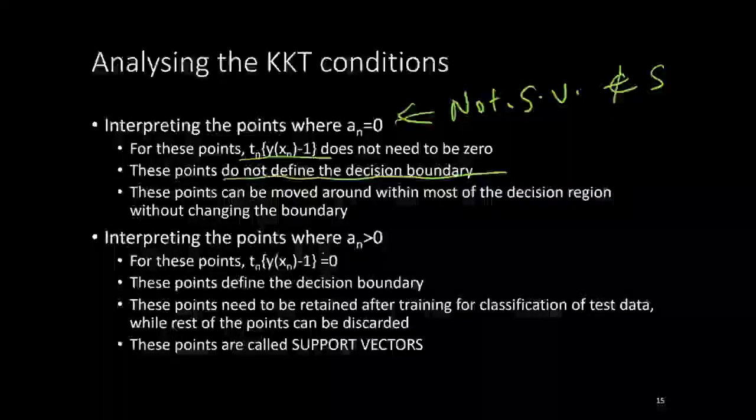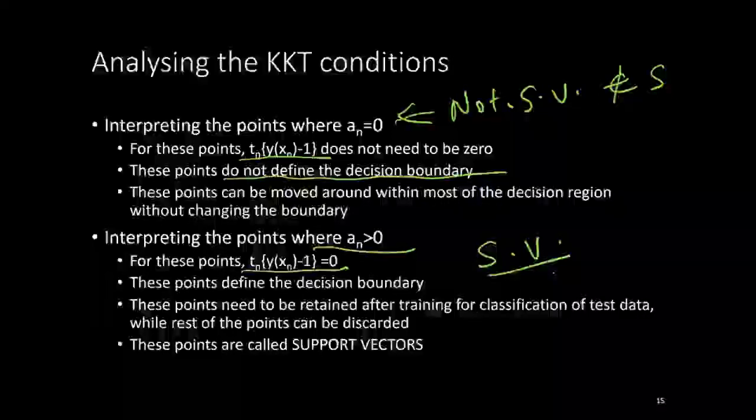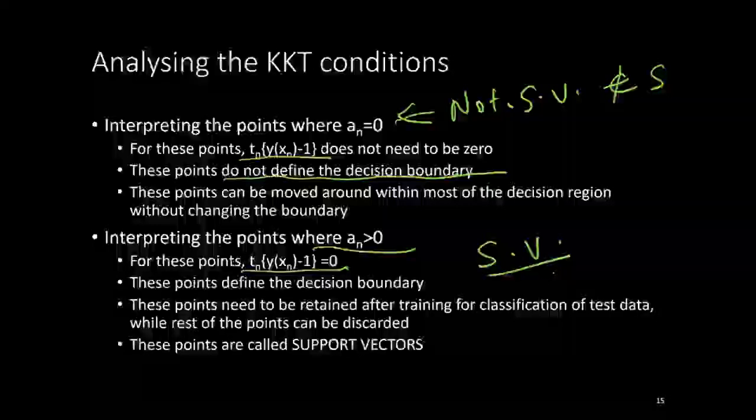On the other hand, if a_i is greater than 0, then necessarily the other KKT condition will be satisfied, which is that they are on the margin, and we will get this expression equal to 0. These points define the boundary. So these are support vectors. If we move these points, then we have to retrain the classifier. We have to re-estimate the boundary of the classifier, and these are the support vectors.